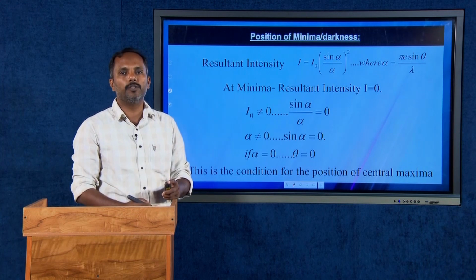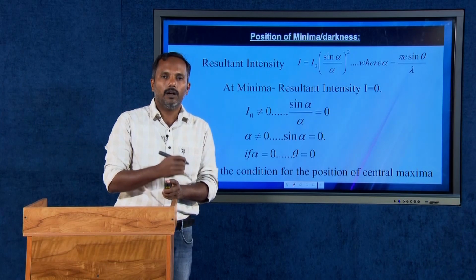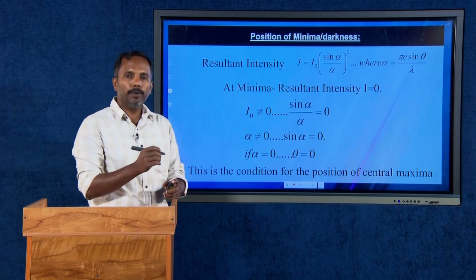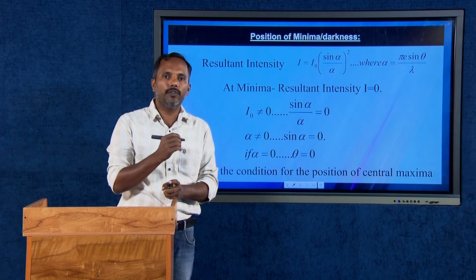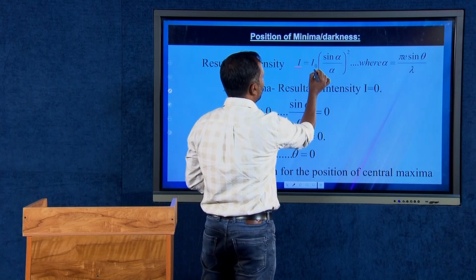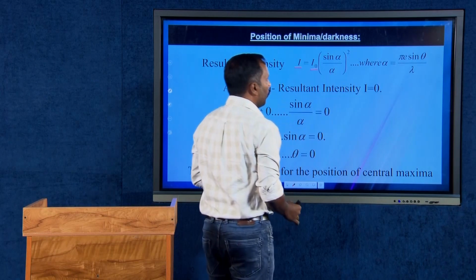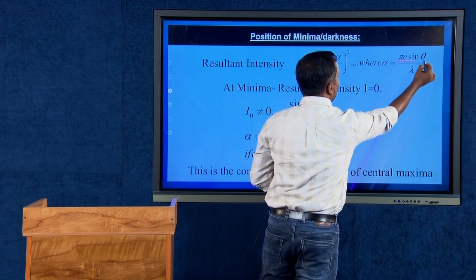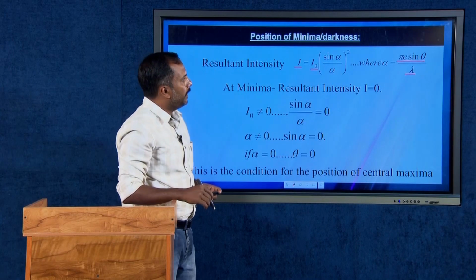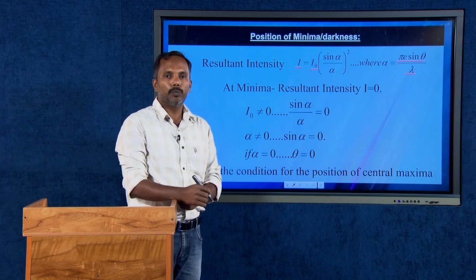of the minima or darkness. We have derived in the last lecture the resultant intensity at a point P on the screen due to the diffraction through the single slit. That is, the resultant intensity I is equal to I0 into (sin alpha divided by alpha) whole square, where alpha is pi e sin theta divided by lambda, where lambda is the wavelength of the light, theta is the angle of diffraction and e is the slit width.